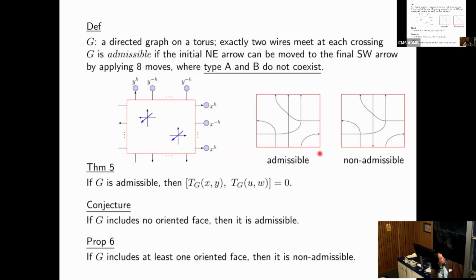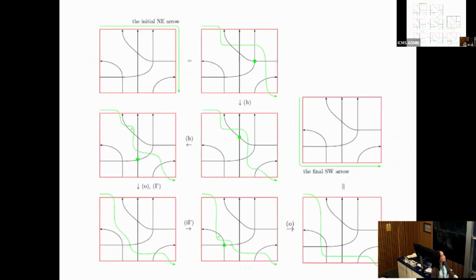So let's see an example. This is an example of a non-admissible one, and it has an oriented face here, for example, by following the direction of the black arrows. It is easy to prove this proposition, but the conjecture is a little bit harder for us for now. But anyhow, we can distinguish non-admissible graphs. So you can prove commutativity only for admissible ones. If they are not admissible, you have no statement. No. Then let's see an example of an admissible one, this one.